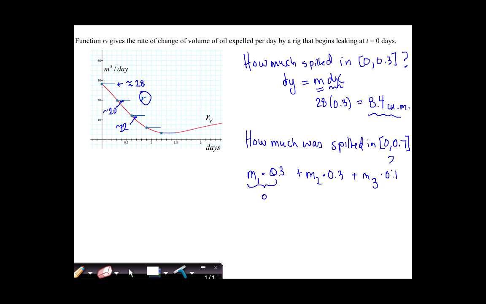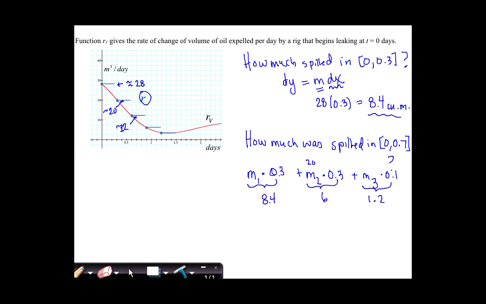This is 8.4 cubic meters of oil spilled, and then in the next one, this was using 20 times 0.3, another 6 cubic meters of oil spilled. And then in this last one, not the whole time that we were using that rate of about 12, but for the next 10th of a day, 12 times 0.1 would be about 1.2. And then I could add all those together.